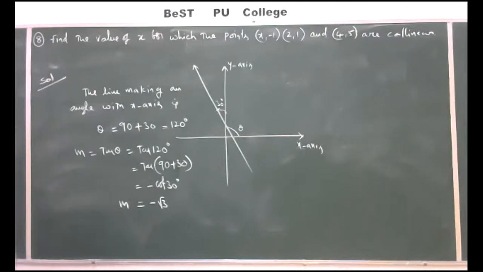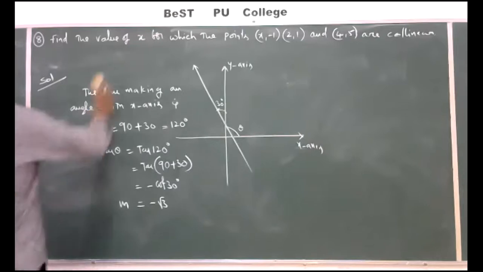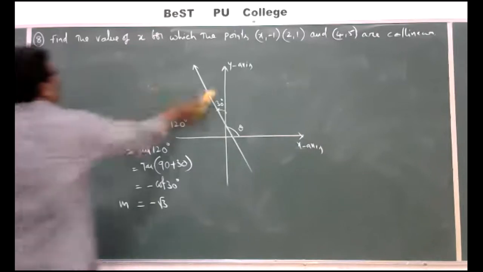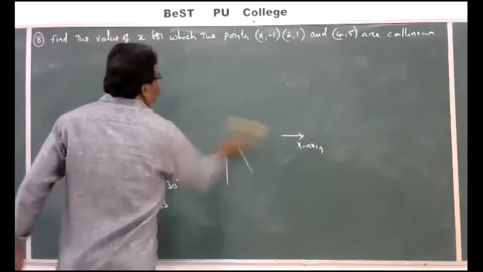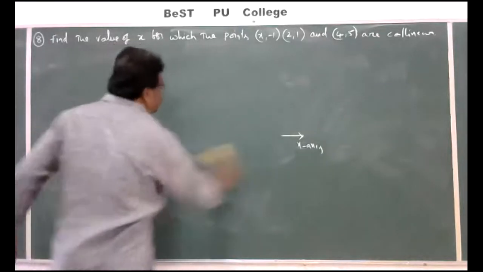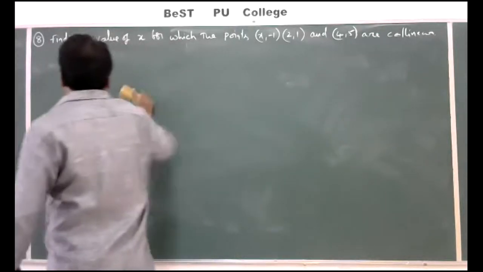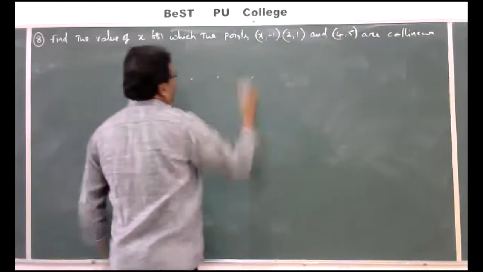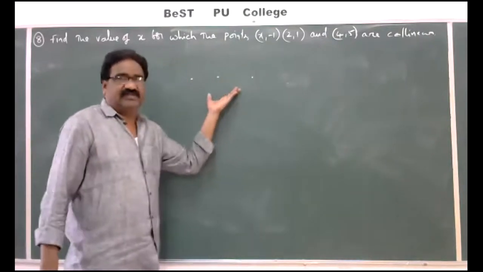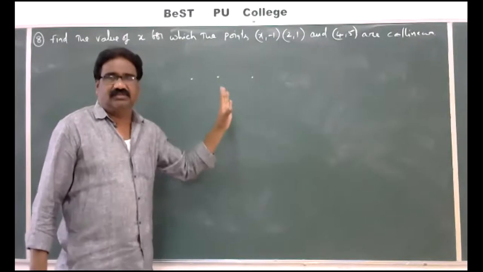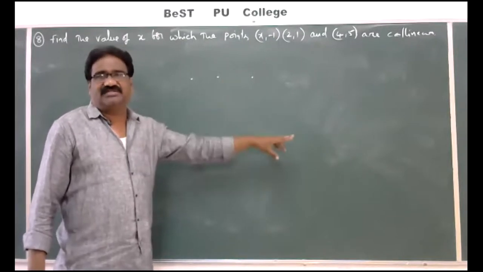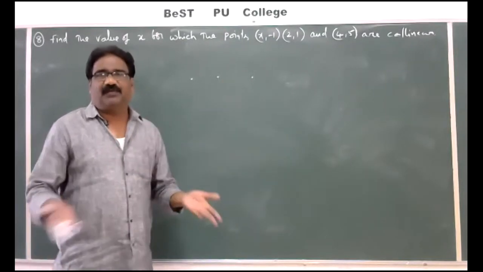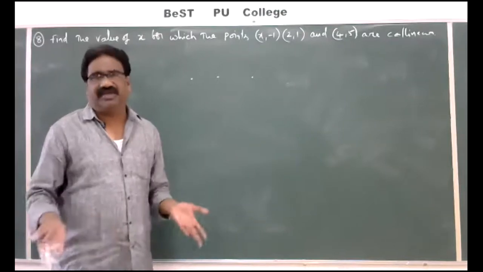What is the definition of collinear? If the given points lie on the same line, then we say that the given points are collinear. So we want to prove the given points are collinear. We have different methods. If the points are collinear, they are not making a triangle. That's why the area of the triangle is always 0. If the area of the triangle is equal to 0, then we say that the given 3 points lie on the same line, they are collinear.